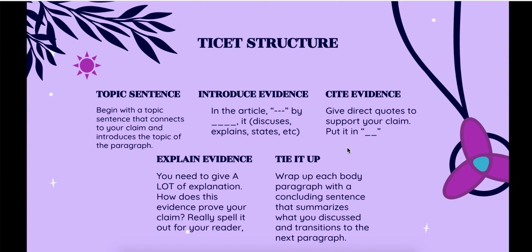The first thing that we include is a topic sentence. Begin with a topic sentence that connects your claim and introduces the topic of the paragraph. This can be something very general, very open-ended. It should not be particularly specific in any way. Then you want to introduce your evidence. So in the article, give the title, put it in quotation marks, by, give the author's name, and then what does it do? It discusses, it explains, it states something.